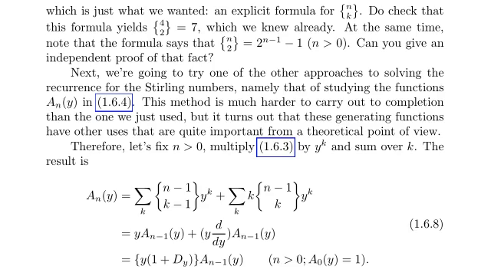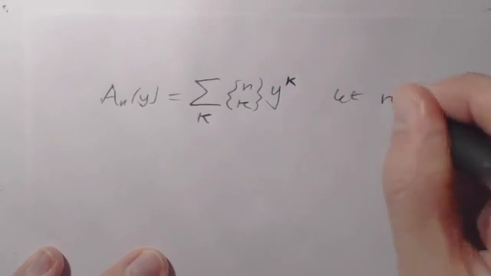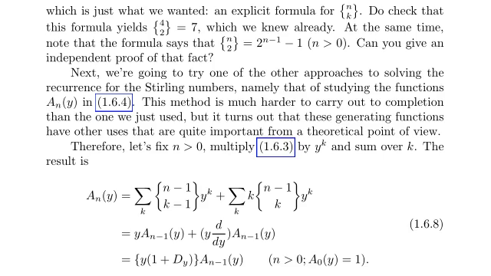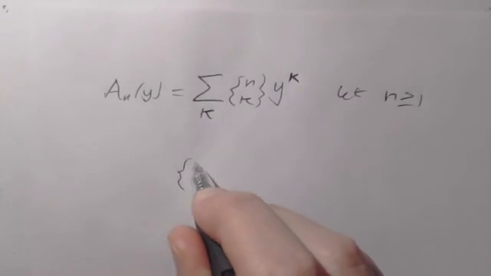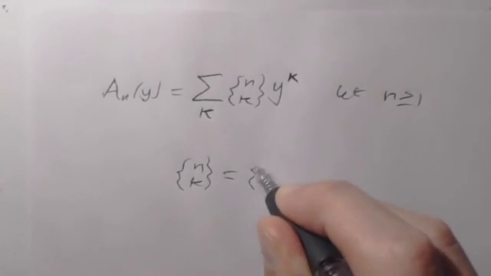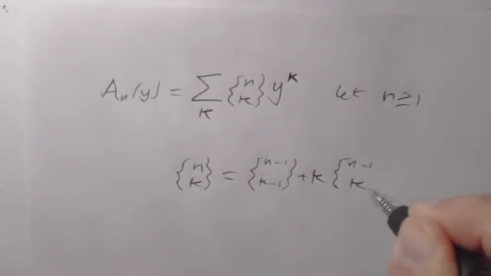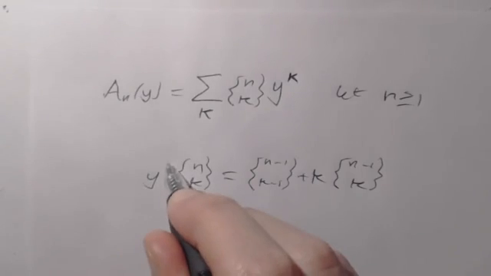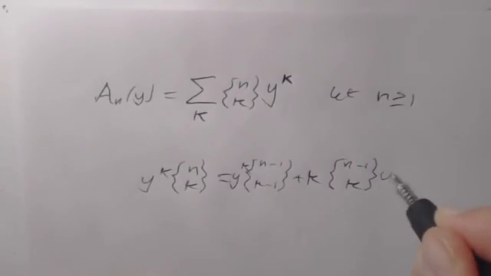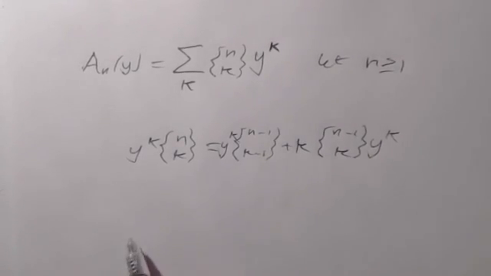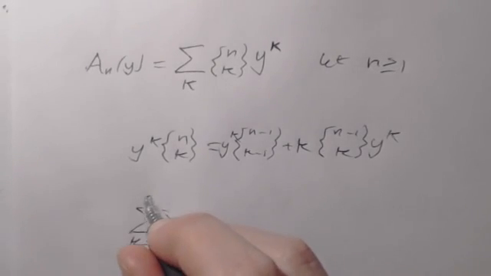This method is much harder to carry out to completion than the one we just used, but it turns out that these generating functions have other uses that are quite important from a theoretical point of view. Let's fix an n greater than 0. So let n be greater than or equal to 1. We take our recurrence relation, 1.6.3, and multiply it through by y to the k. It was {n k} equals {n-1, k-1} plus k {n-1, k}. Multiply both sides by y to the k, and then sum over k. I'm going to be careful with my indices, and sum from k equals 1 to infinity.